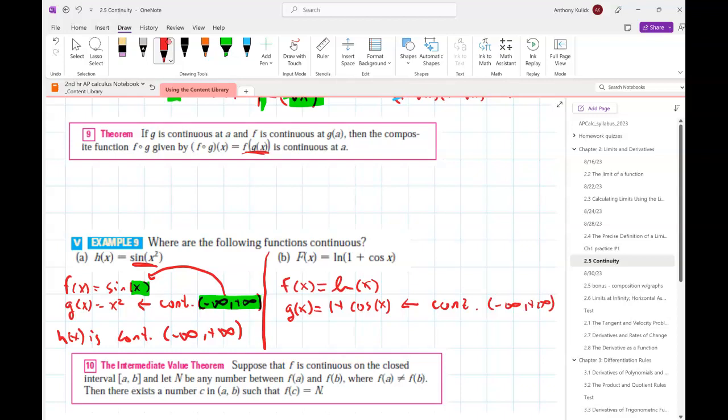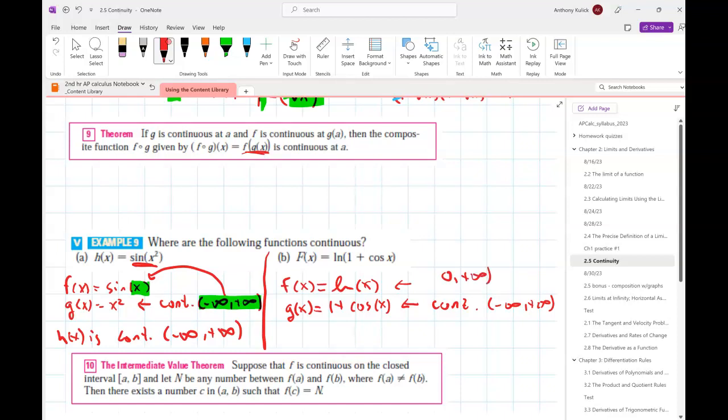Now, where's the natural log continuous? Over its entire domain, but what's the domain of the natural log of x? Okay, 0 to positive infinity. We've got to be specific here.